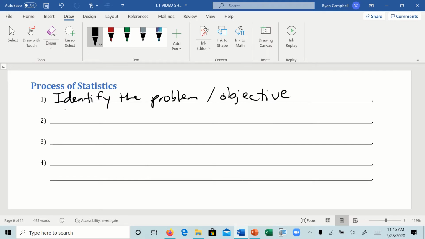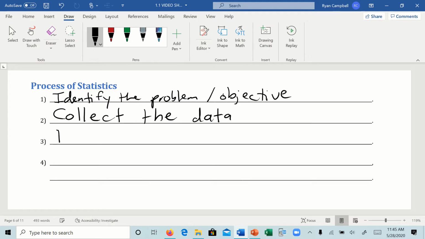Number two, after you do that, then you collect the data. We'll talk about some ways that are correct in collecting data. We'll talk about some incorrect ways of collecting data as well. And actually, some of the most common ways that people collect data these days is actually incorrect. So we'll talk about that in a future video.